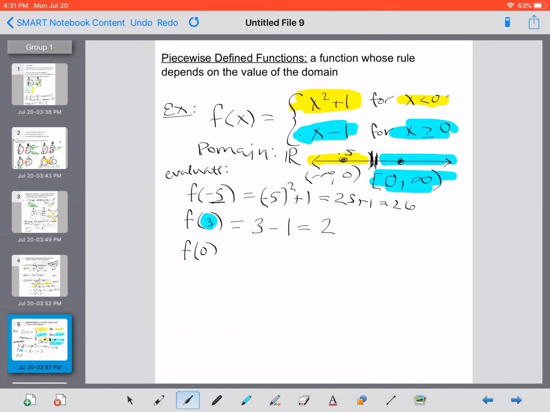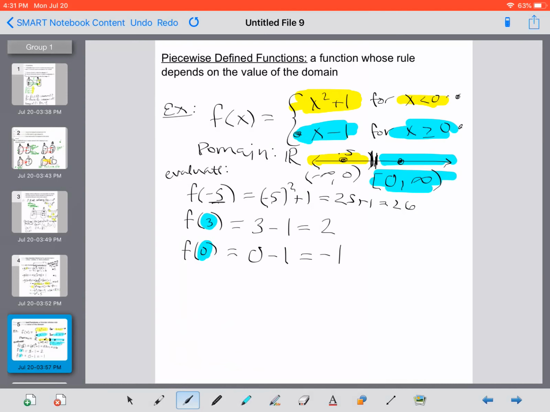Now what about f of 0? Which one of these two parts of the domain does 0 fall into? Well, 0 is not less than 0, but it is greater than or equal to 0, which means our input here falls into that second category, right? Our x value is greater than or equal to 0 because our x value is 0. 0 is greater than or equal to 0, which means we're going to use that second function rule again and get that f of 0 is equal to 0 minus 1, because we're using this function rule here, which is negative 1.